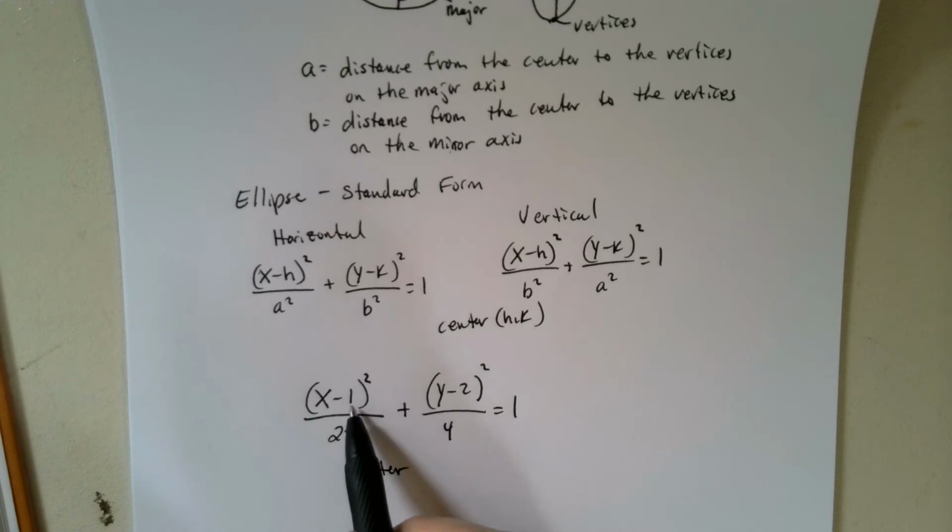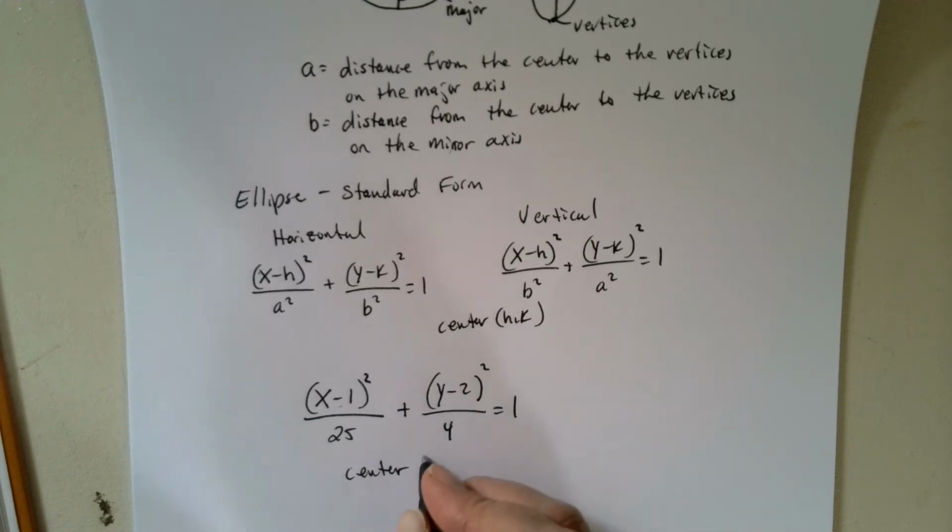And so the center will work just like it did with a circle. We're going to have h with the x and k with the y. So our center is going to be (1, 2).